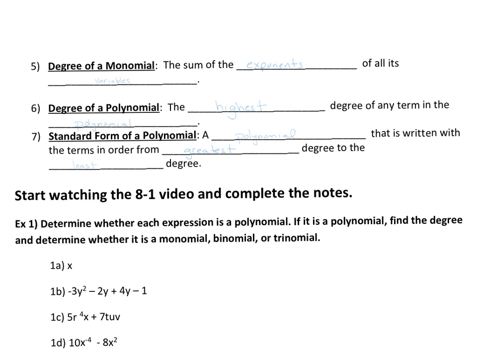Standard form. Now, this is where we're going to start writing things in order, and we're actually going to do that down here in a second in an example. A polynomial that is written with the terms in order from greatest to least, okay? And we're talking the degrees here, and I'll show you what that means here in just a minute.